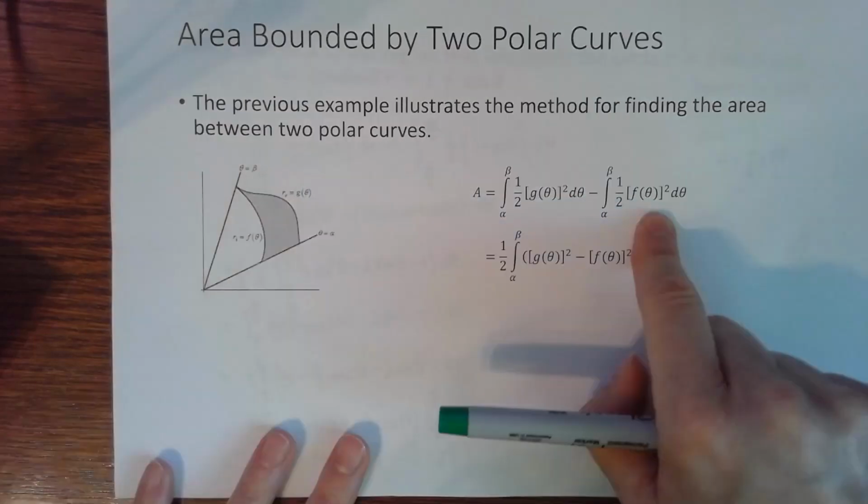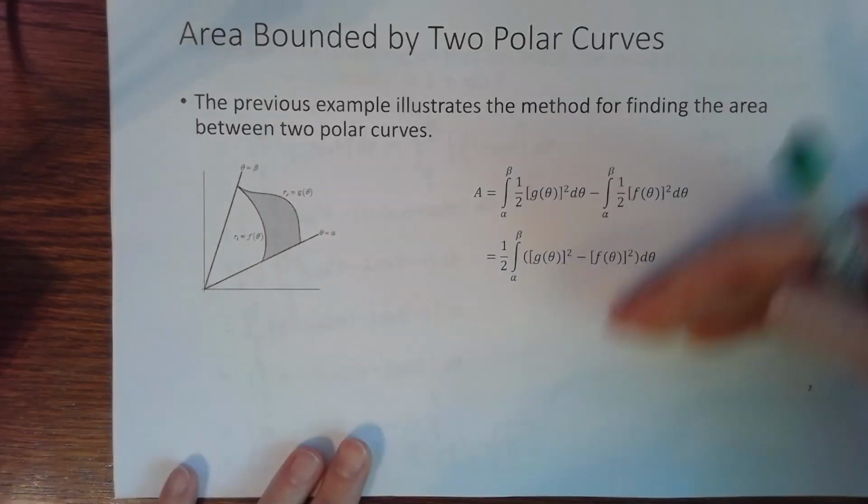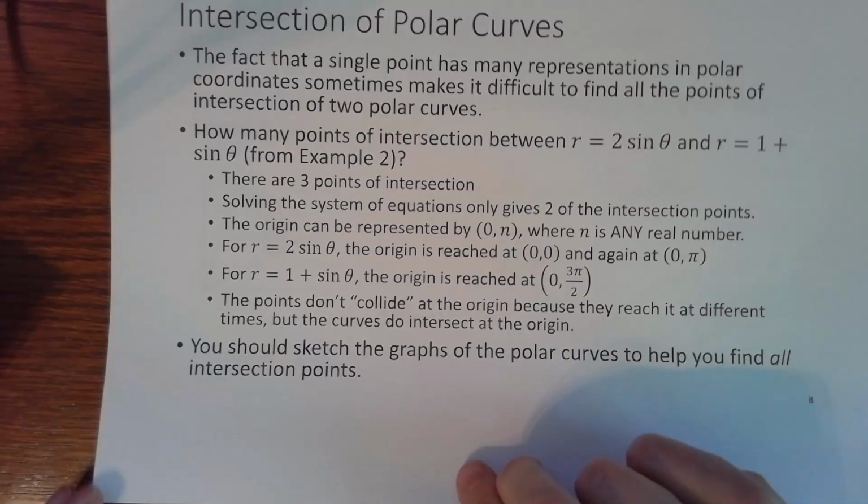Okay, so this is basically what we did in the last example, and then we realized the bounds are the same. We factored out the 1/2, kept the bounds, and just did g squared minus f squared. Okay, so that is a general way of doing the area bounded by two polar curves.